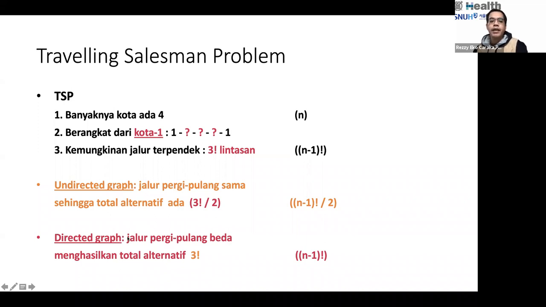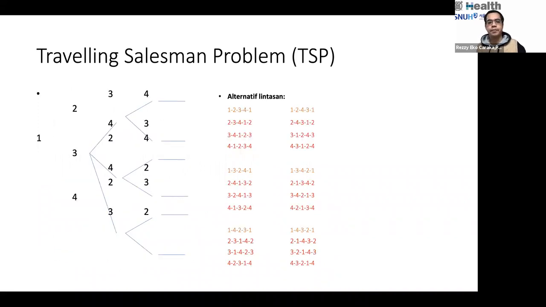And later, how about the direct graph? Probably we can use it from the start point until the end point. Maybe you want to use another city to visit. For example, you want to go from Jakarta to Jogja, and maybe you want to get back from Jakarta to Jakarta. You can visit another city, it's okay. You can use the directed graph, because you want to visit another city before you go back to Jakarta. So this is the example of the alternative path diagram from every location.